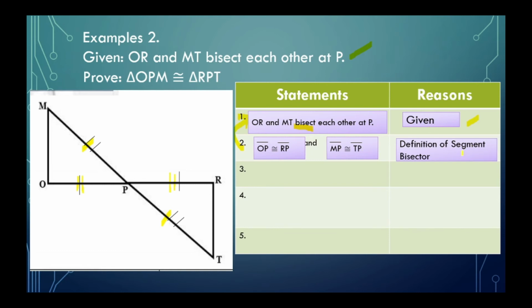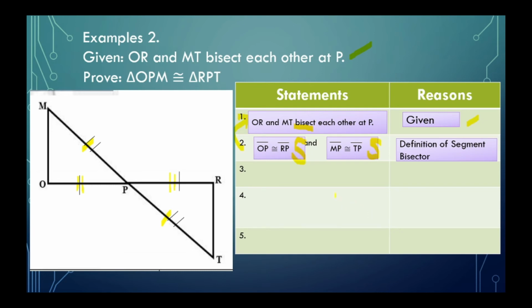Because of the definition of segment bisector. Nagkaroon tayo ng segment na bisector. No? So in this case, meron na kaagad tayong ilang sides ang na-prove natin dyan. So OP and RP, this is a side. MP and TP, this is another side. O diba? Isang bigay kaagad, meron na tayong dalawang parts na na-prove. So may S at saka may S na tayo. So meaning to say, doon sa tatlong postulate, dalawa na lang yung possible na pwede natin gamitin. Yung SSS at yung SAS.